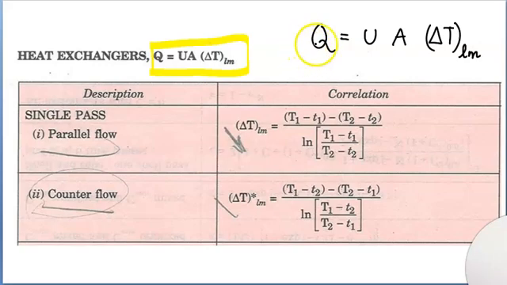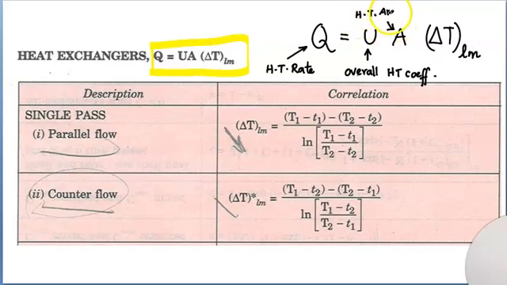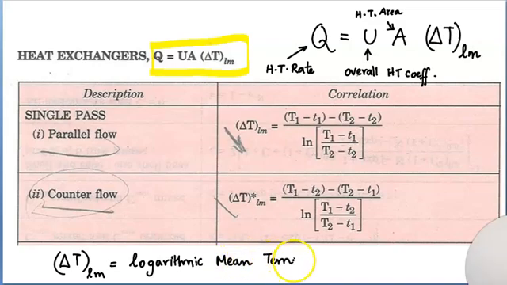Now first you need to understand what the symbols are. Q stands for the heat transfer rate in the heat exchanger. U is the overall heat transfer coefficient, and A is the heat transfer area, and delta TLM is called the logarithmic mean temperature difference. So this is the first and the most important formula in heat exchanger design. This is called the LMTD method.